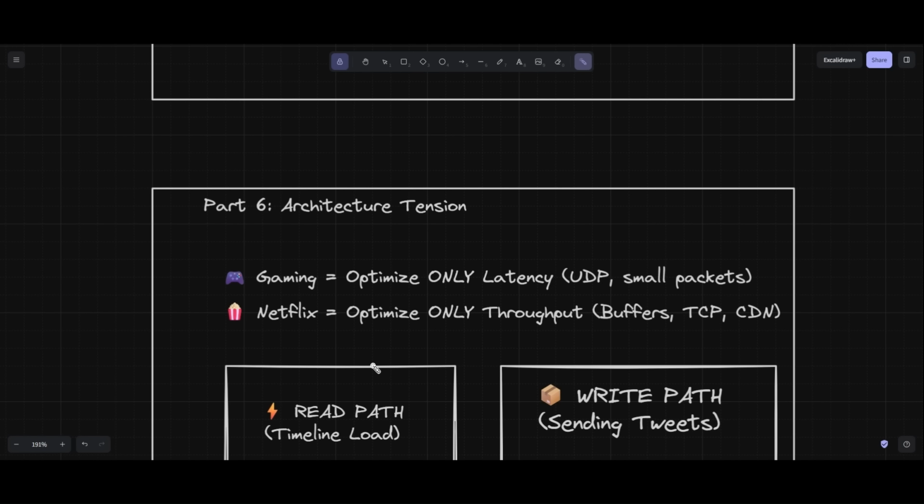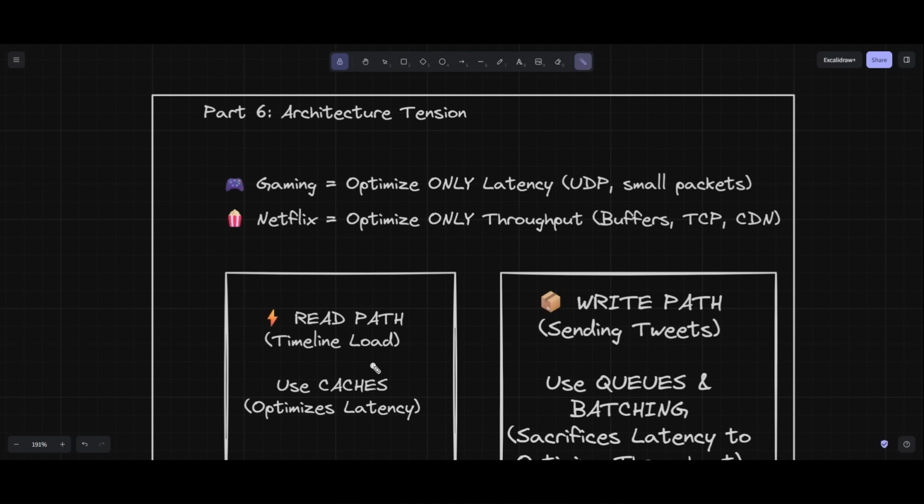Okay, so let's pivot a little bit. We've sort of established what these things are, right? But the really interesting system design stuff, the stuff you're actually going to have to architect, is where these two things directly compete with each other, where you have to sacrifice one to get the other. And the absolute most common way this shows up in system design is batching. Let's look at batching.